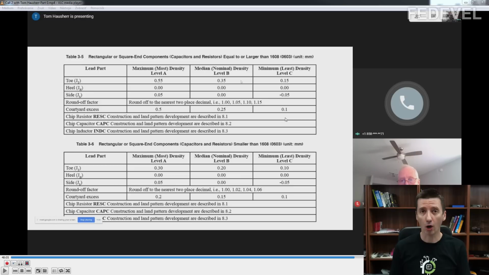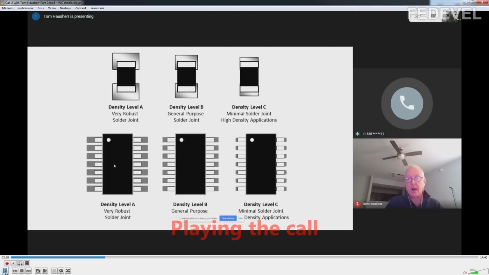I would like to play a little bit from our call where we were speaking about these different kinds of densities, so everyone understands what these three different columns are about. Maximum or most density, level A, then median or nominal density, level B, and minimum or least density, level C. So okay, let's have a look at what these three different levels are about. Here it talks about the three-tier density levels of IPC. I want to visually show you the least, the nominal, and the most. You see, the least has the smallest pad size, and the most has the biggest pad size.